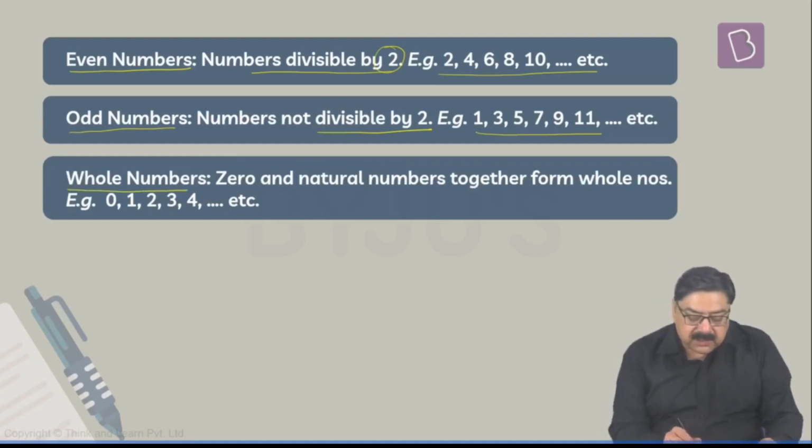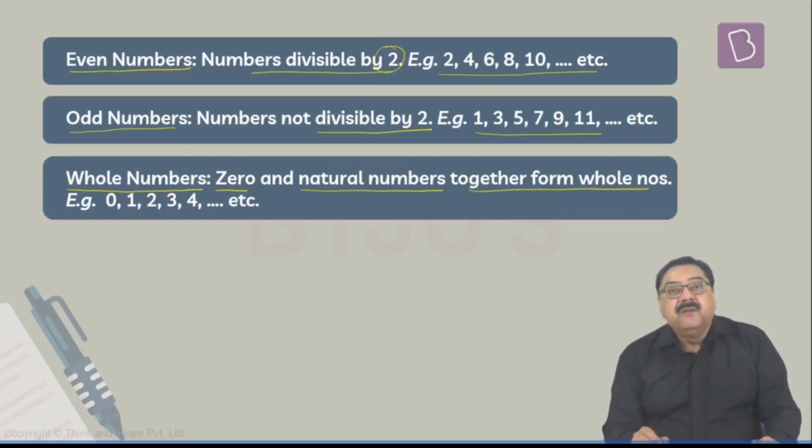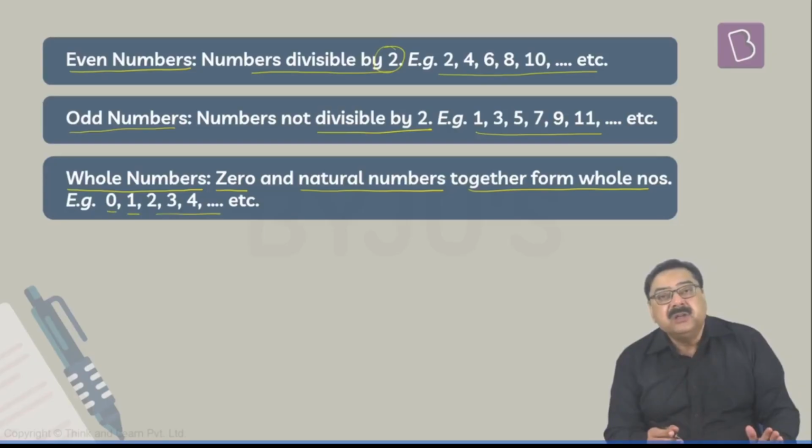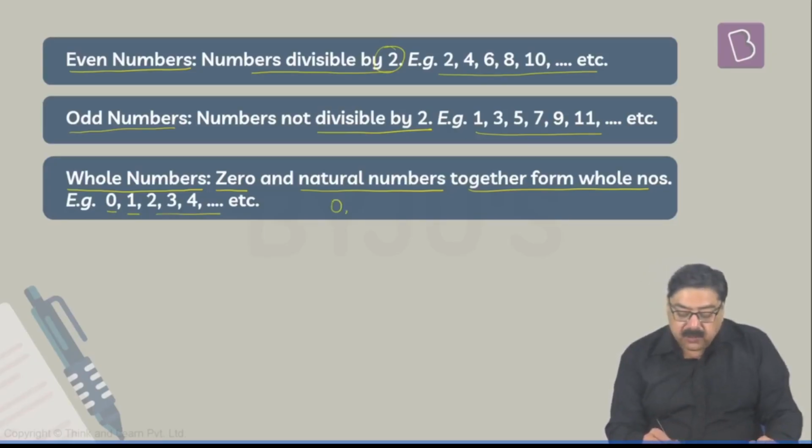Then what are whole numbers? Now 0, when followed by natural numbers, together form the set of whole numbers. So if we write the series of whole numbers, we shall start with 0, then followed by 1, 2, 3, 4, which are natural numbers. So 0 followed by natural numbers is actually the whole numbers. It is denoted by W.